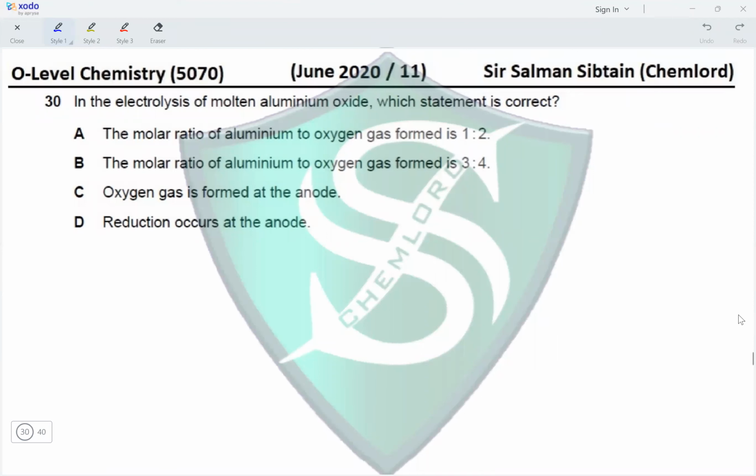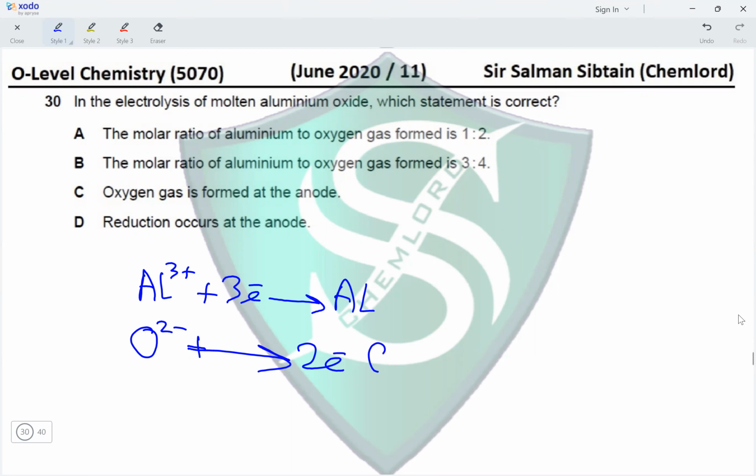Question 30. In the electrolysis of molten aluminum oxide, which statement is correct? The molar ratio of aluminum to oxygen gas is 1 is to 2. Aluminum has a charge of 3 positive, oxide has a charge of 2 negative. Aluminum would be requiring 3 moles of electrons to produce Al, and oxygen would be releasing 2 moles of electrons to form O2. Actually, one oxide will remove 2 electrons. So 2 oxides will remove 4 electrons.